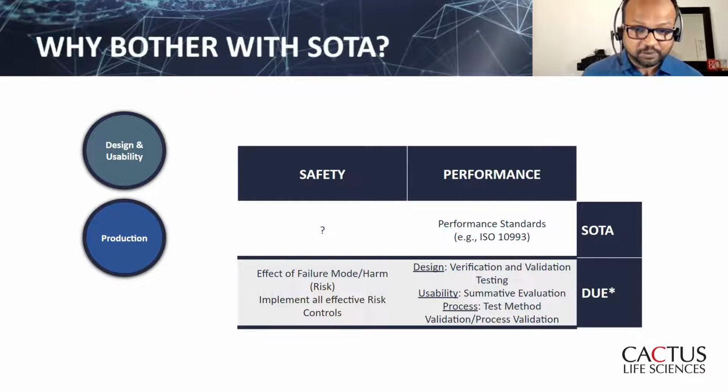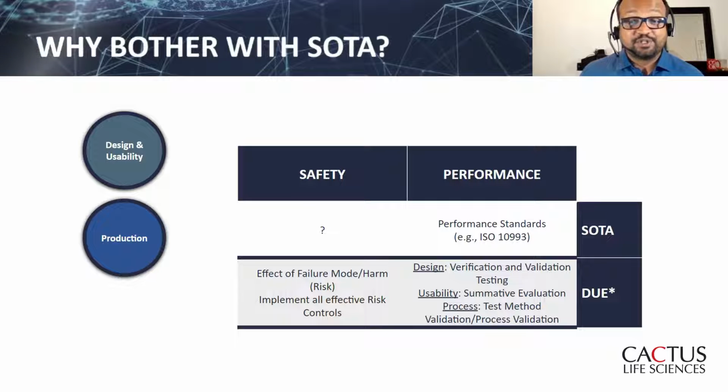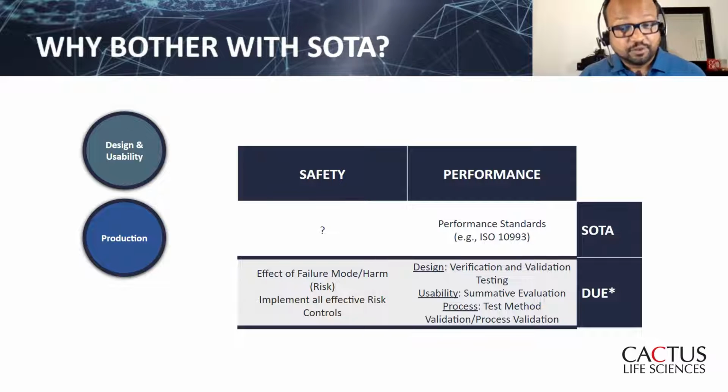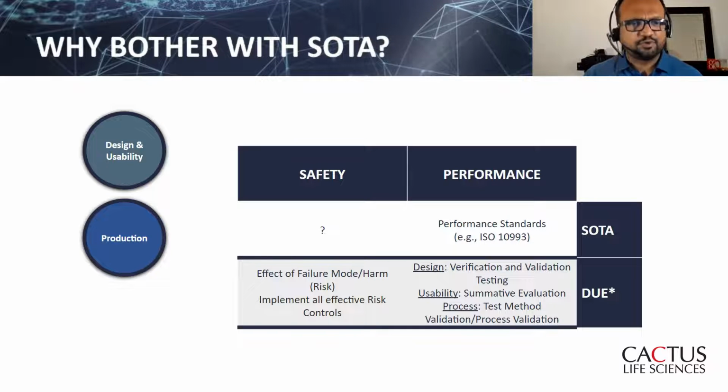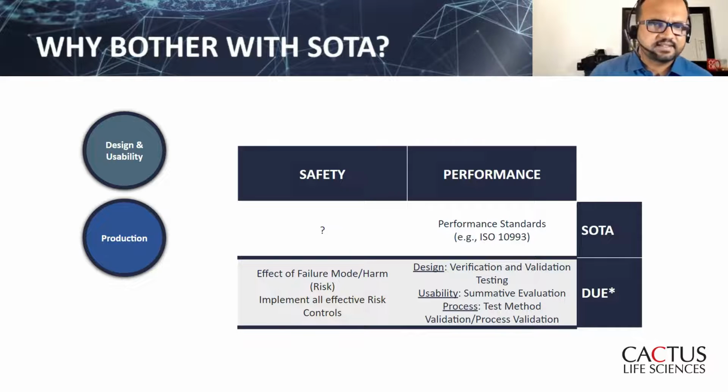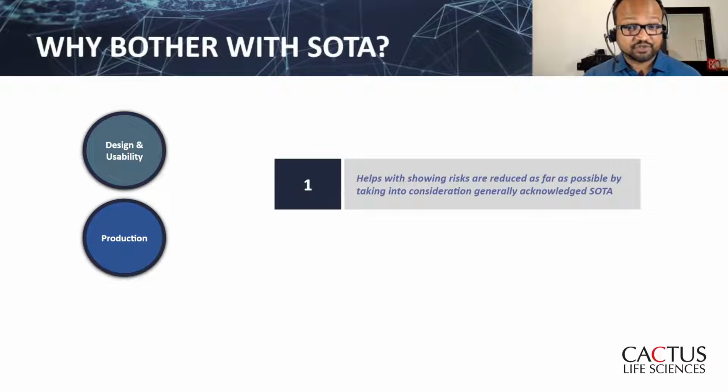What I have now come to understand is that there are cases wherein it is not clear that risk is reduced as far as possible, or if certain risk controls can further impactfully reduce risk. And in those cases, it helps to know what the industry baseline is. And if we can strike a comparison with the industry baseline, it helps make an argument that risk is acceptable, taking into consideration the generally acknowledged state of the art.